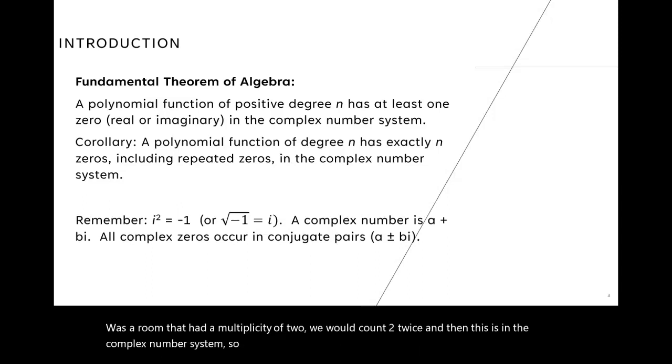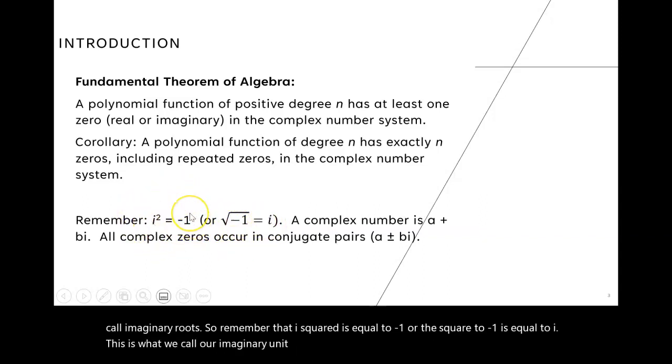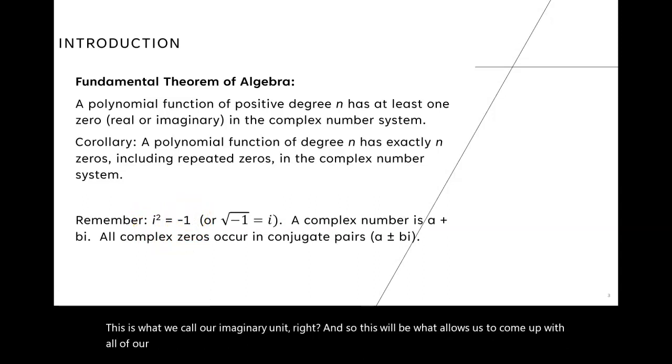So if we have x squared plus 1 as a factor, then we might end up with what we call imaginary roots. Remember that i squared is equal to -1, or the square root of -1 is equal to i. This is what we call our imaginary unit. This will allow us to come up with all of our roots for our polynomial. A complex number, by the way, is a number of the form a plus bi.